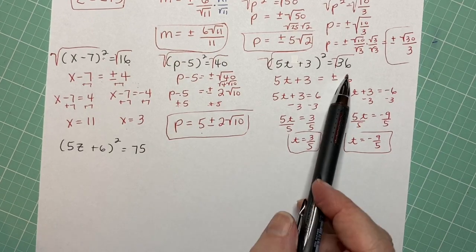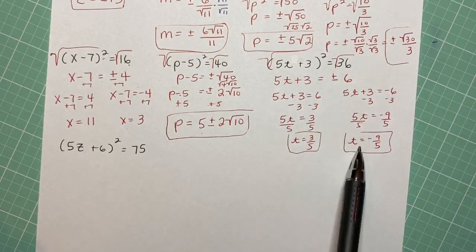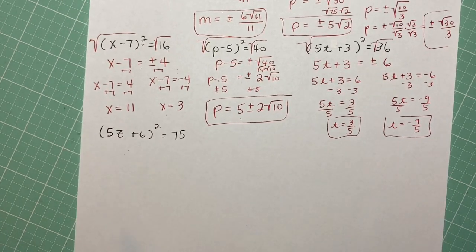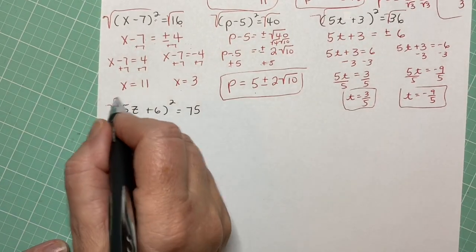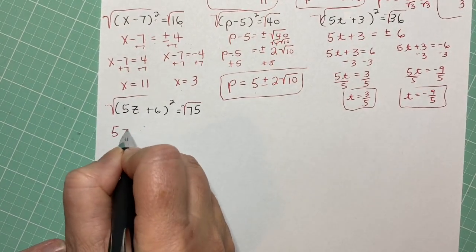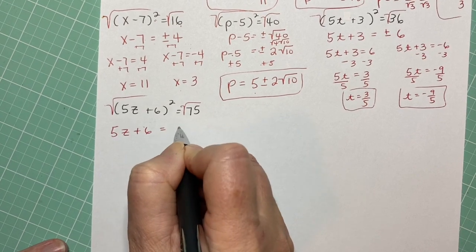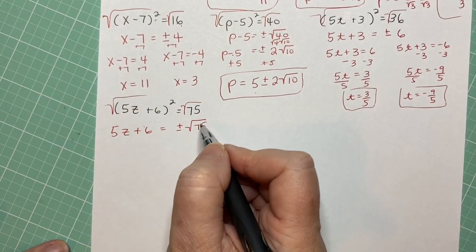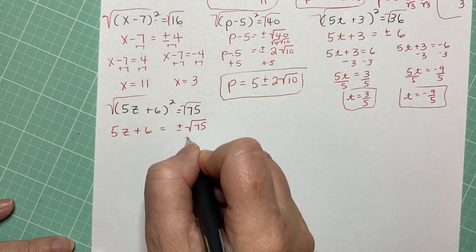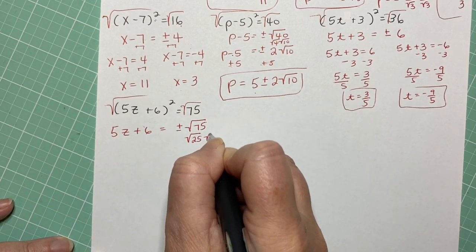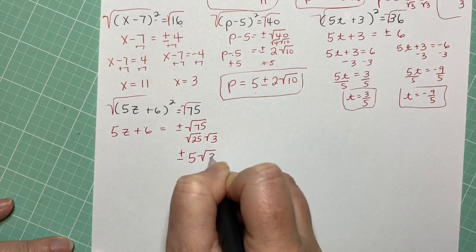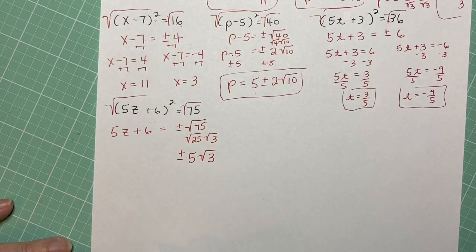Okay, so if this is a whole number, I do think it's easier to just split it up and work out the two problems. But let me show you a shortcut on this one. So here we're going to square root both sides and get 5z plus 6 is equal to plus or minus the square root of 75. That's not a perfect square, but we can simplify it by saying 75 is the square root of 25 times 3, or plus or minus 5 square roots of 3.